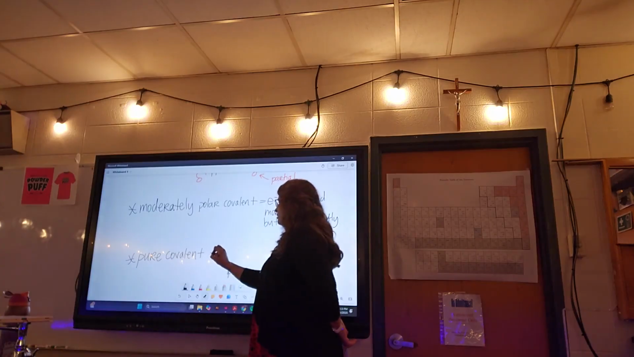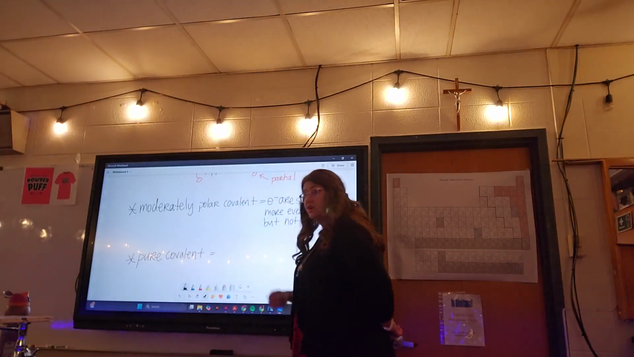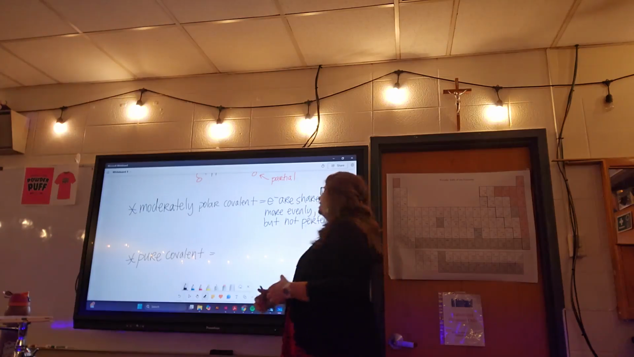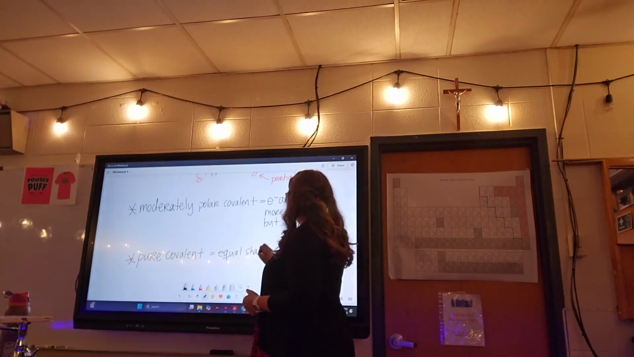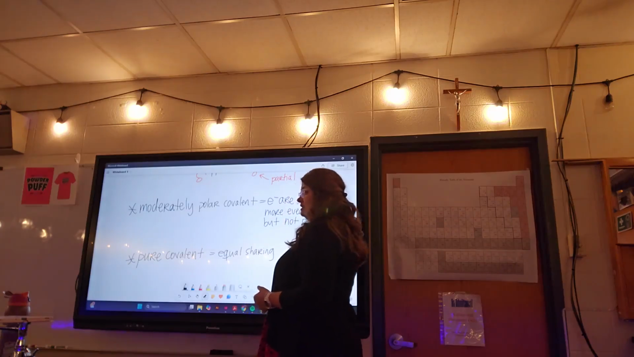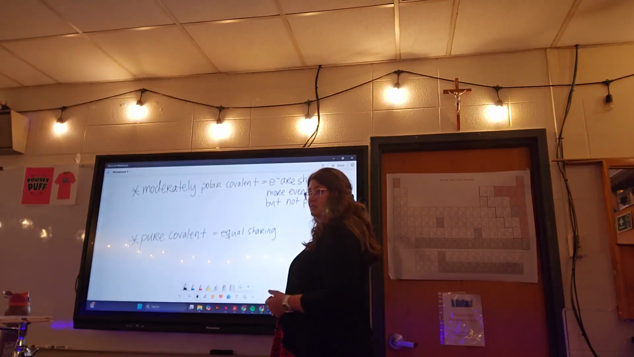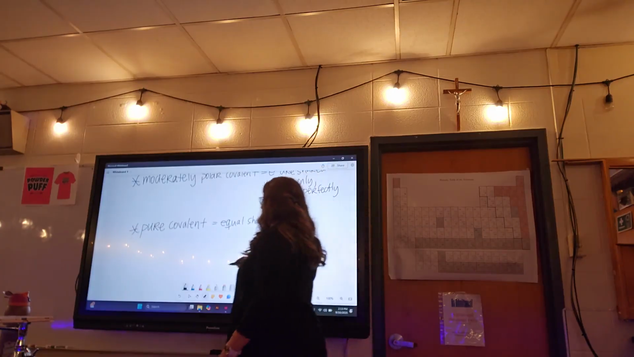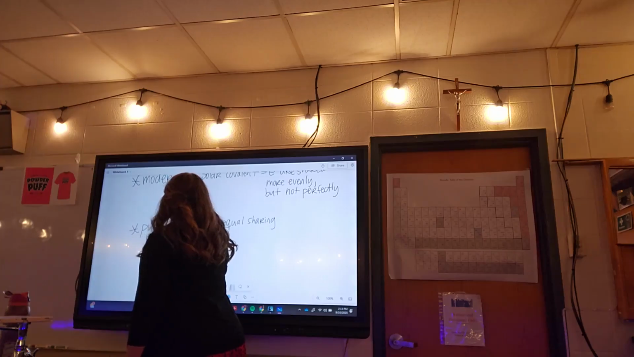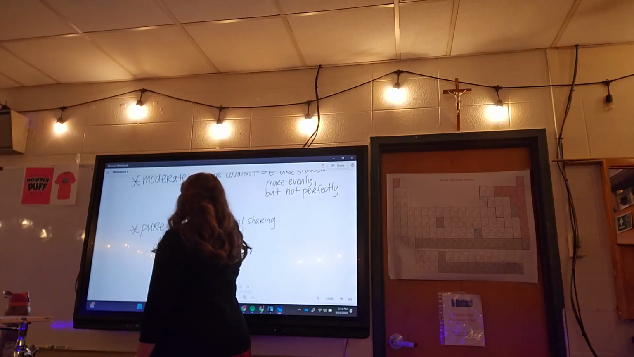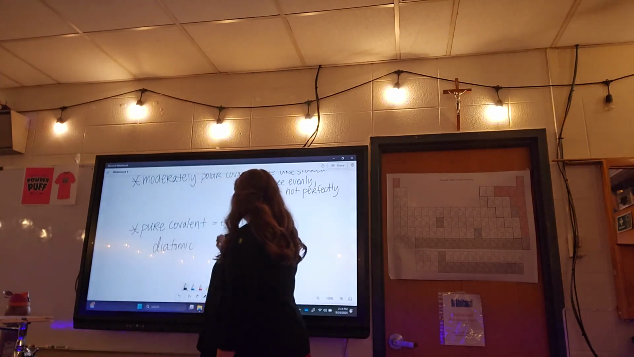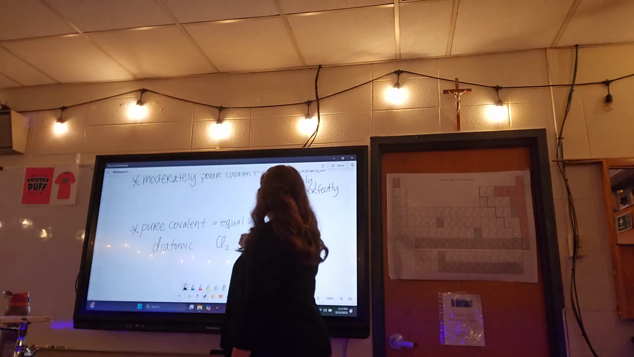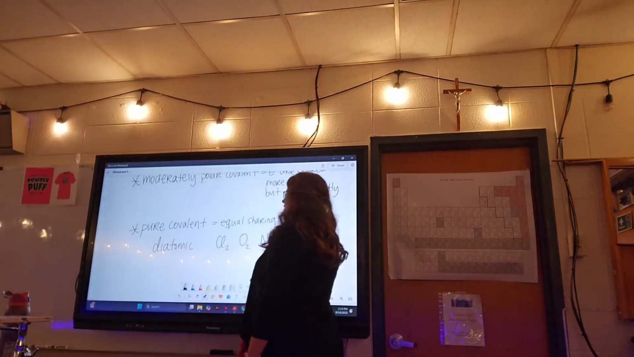And the best example is when you have two elements that are the same that are sharing electrons. Like, I'm just going to write here equal sharing. Any of the diatomic elements. Do you remember what a diatomic element means? Diatomic means what it says, di meaning two, atomic meaning atom. And so the elements that form diatomic elements are these things.